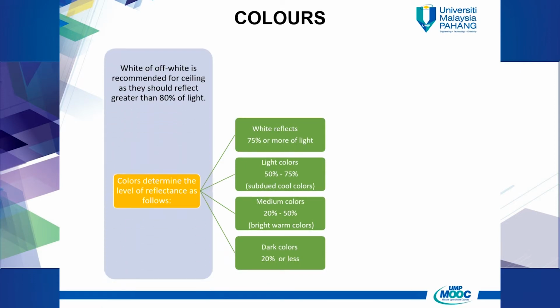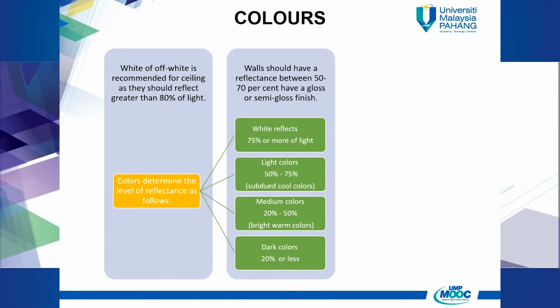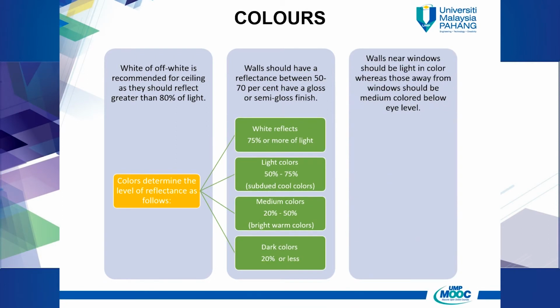White or off-white is recommended for ceilings as they should reflect greater than 80% of light. Walls should have a reflectance between 50 to 70% and a gloss or semi-gloss finish. Walls near windows should be light in color, whereas those away from windows should be medium colored below eye level.